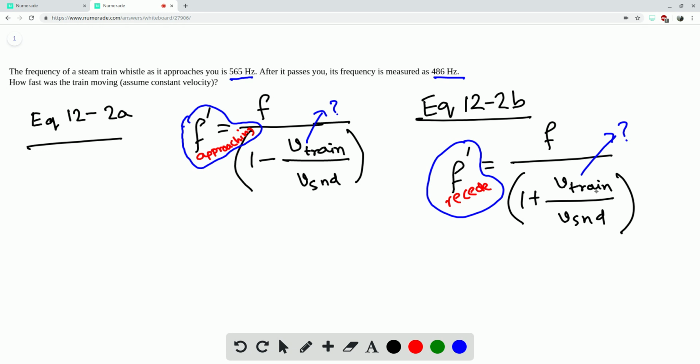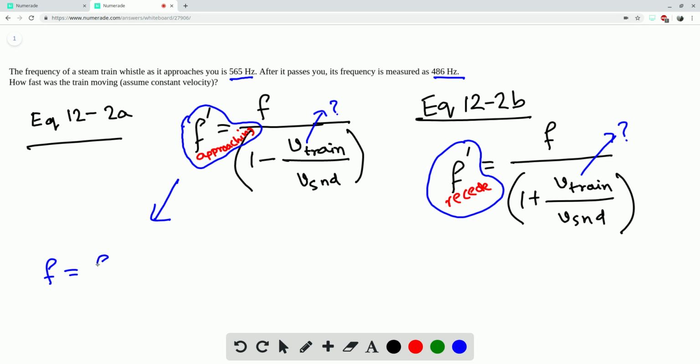And in this problem, we can assume the speed of sound at 20 degrees Celsius. So that we know, but we don't know this. So what we can do is write the equation in terms of the frequency when both are stationary, and then we can equate them. So let's write this equation in terms of stationary frequency.